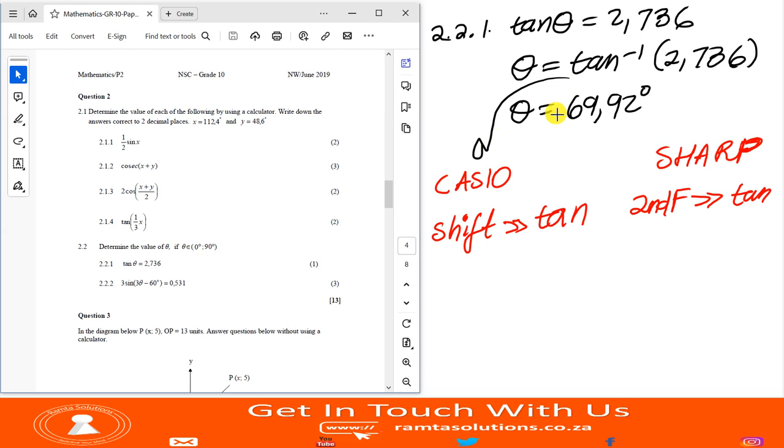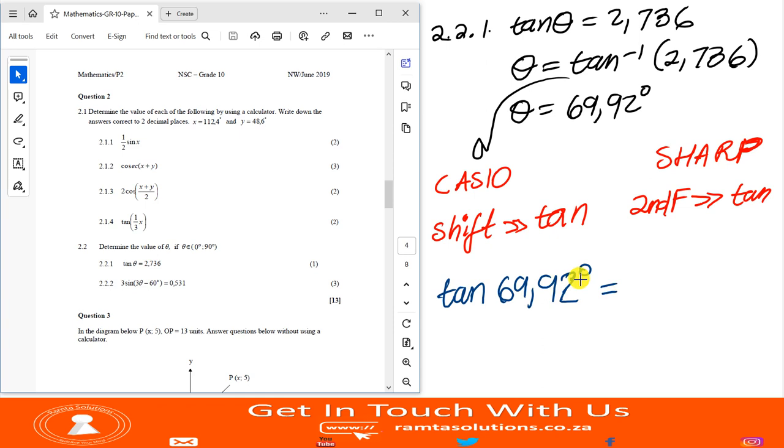69.92. Now guys, when you are sure that the angle that you got is correct, when you substitute it back into this equation, what you get on the left hand side must be equal to what is on the right hand side. So let's try it. Let me use a different color. I know we rounded off, so it is tan 69.92. This will be closer to this value, guys.